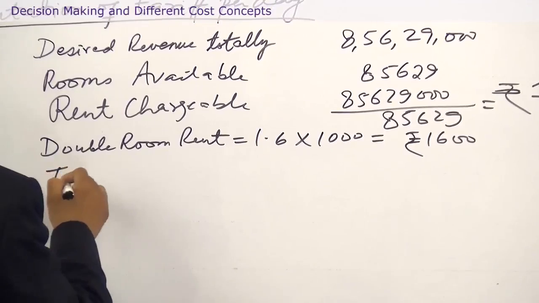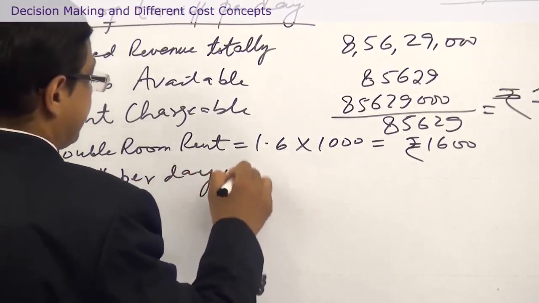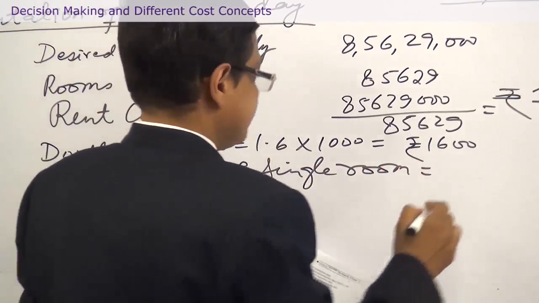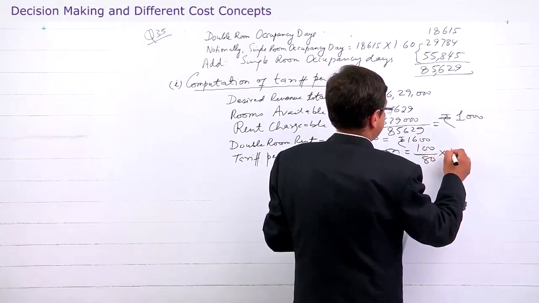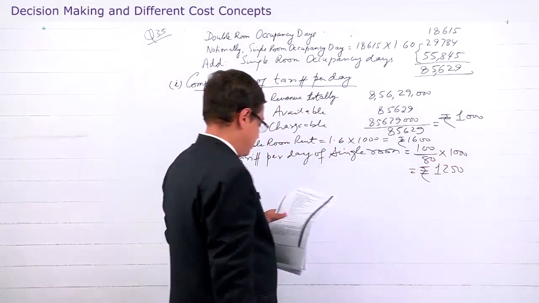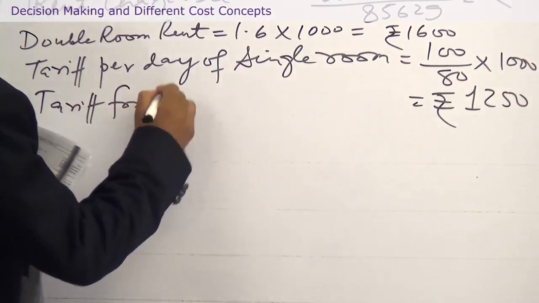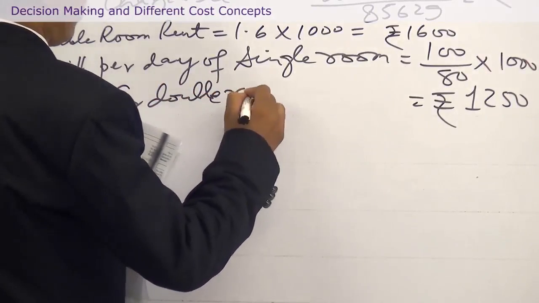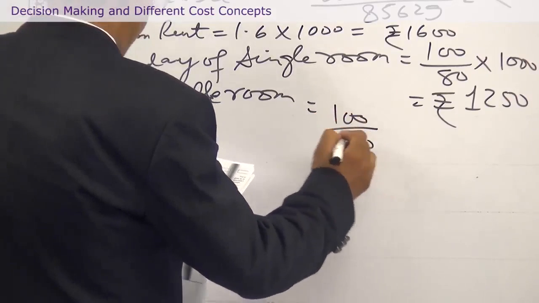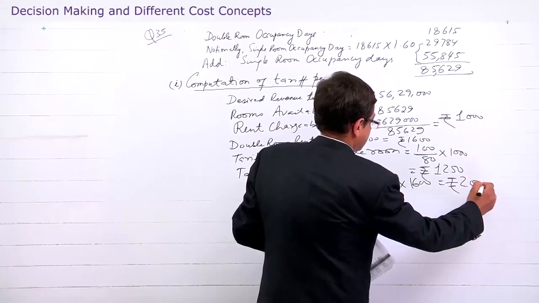and tariff per day of single room is 100 by 80 into 1,000, which works out to 1,250 rupees, and tariff for double room on the same principle, it is 100 by 80 into this 1,600, which is rupees 2,000.